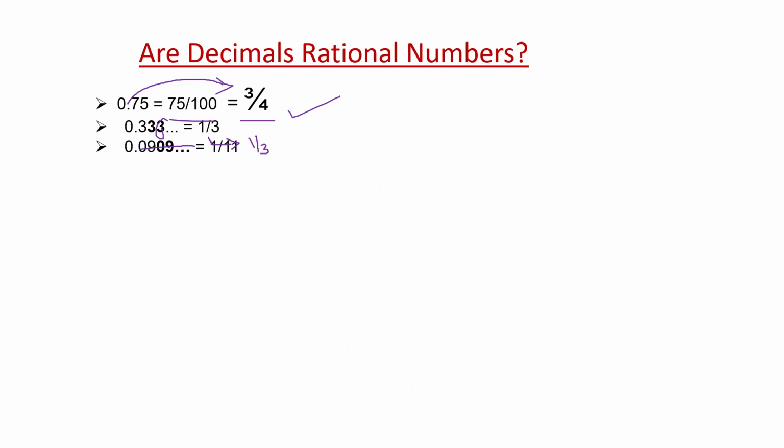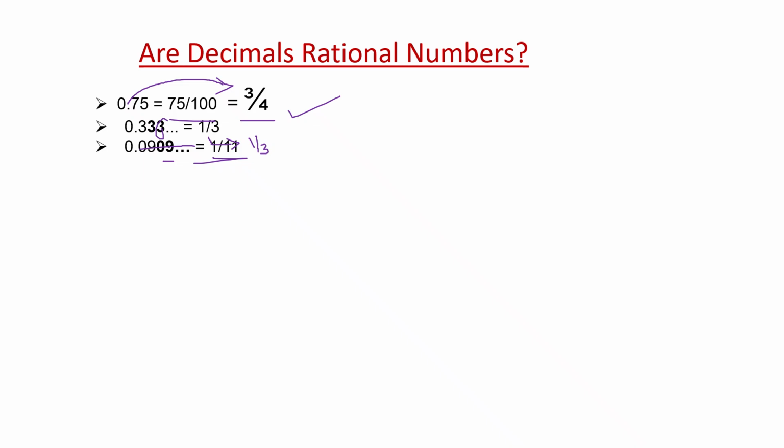Look at the next example, 0.0909 and so on. The digits 0 and 9 keep repeating in a pattern. We can convert this into a fraction too, and it becomes 1 over 11. So even if it repeats forever, it is still rational.